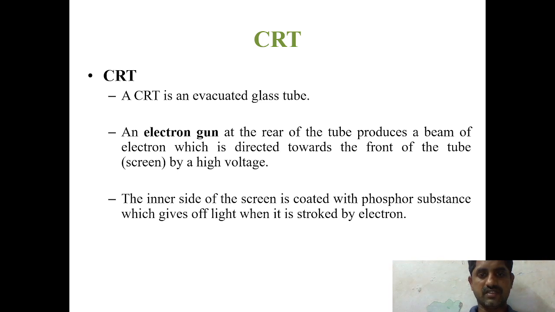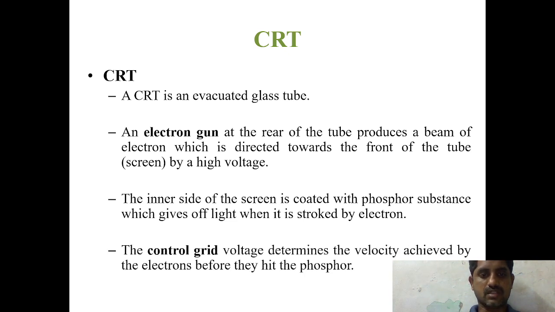The inner side of the screen is coated with phosphor substance which gives off light when it is struck by the electrons. Next, here is the control gate. The control gate voltage determines the velocity achieved by the electrons before they hit the phosphor. So for particular velocities, the electrons will be hitting the phosphor, and this is controlled by the control gate.